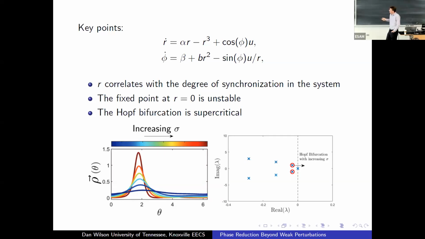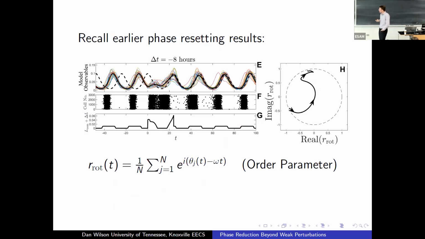I know that I have a fixed point at r equal to 0, which is unstable because nominally these circadian models are oscillatory. And I also have this general sense that r correlates with the degree of synchronization in the system. For this unstable fixed point, I have a probability distribution that's flat. As I increase my coupling parameter, I get things that are more and more synchronized. So this value of R gives me some indication of how synchronized this population of oscillators is.